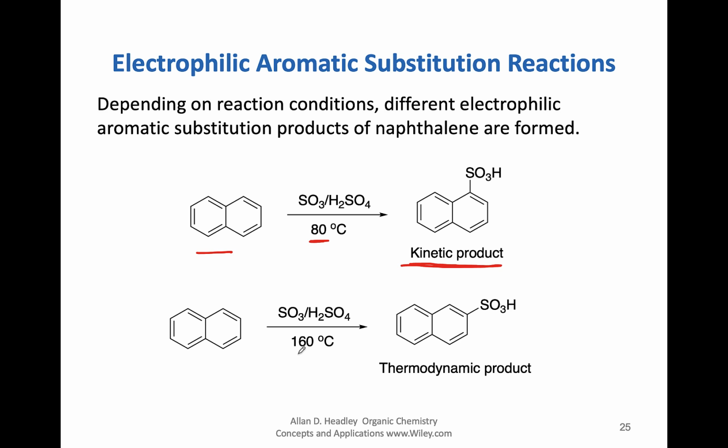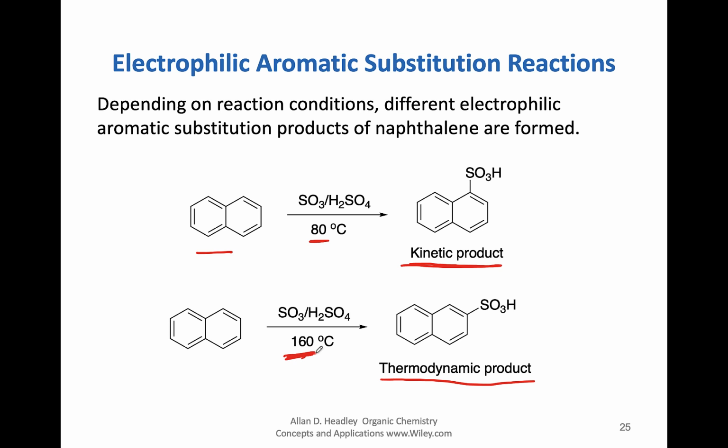On the other hand, if you run the same reaction but at a high temperature, you are supplying enough energy to get to the less stable intermediate. The less stable intermediate, a lot of energy, high temperature. So you get to the less stable intermediate, that goes on to form the less stable product here. The more stable product here is called the thermodynamic product. Let me say that again so as not to confuse you.